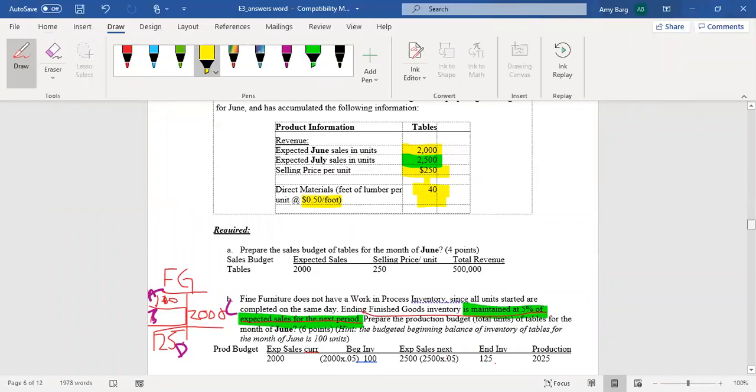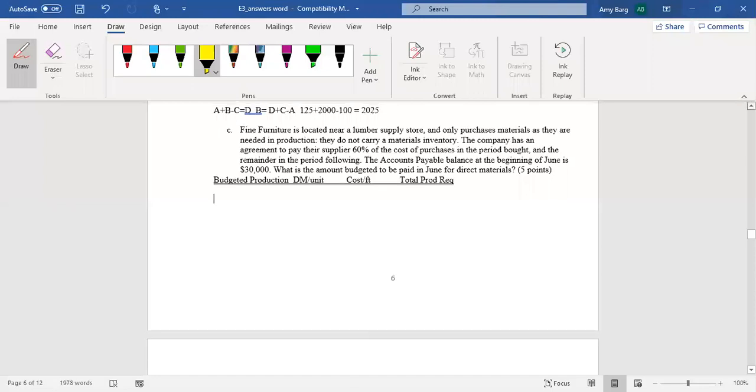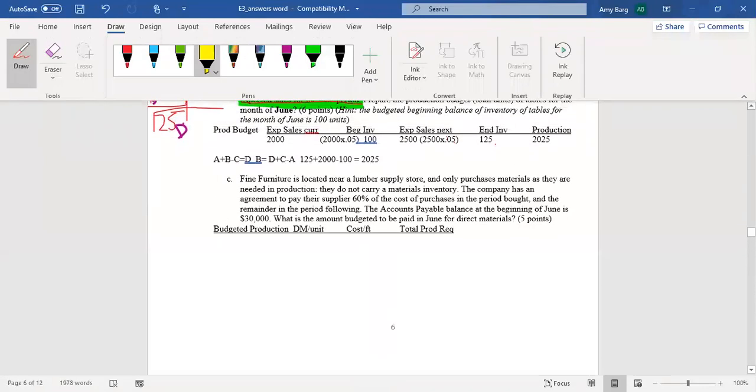So we go to fill in our little chart. We also just decided in the last answer that we need this 2,025. That's how much we need to make. So we are making 2,025 tables, and they require 40 feet per unit, and they cost 50 cents per foot. If we just multiply all that straight across, then we get 40,500. That's how much we're spending for materials.